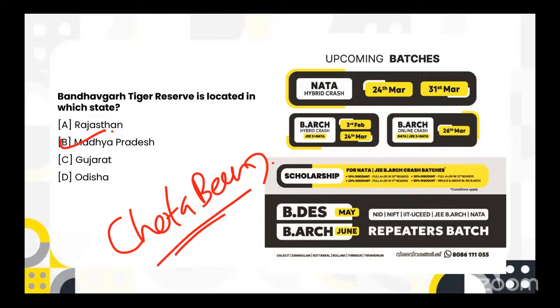Bandhavgarh Fort is also very popular. This tiger reserve is in a very scenic place, with hills in the landscape, surrounded by this fort, and some important flora and fauna like sal trees. So species like that are also very popular in this place. Okay. All right. Next one.